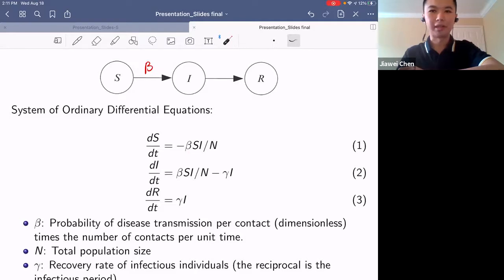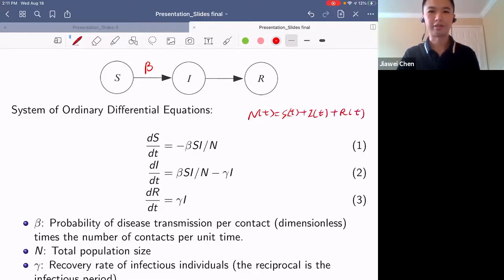As we would expect, an increase of S or I will increase the likelihood of contacts between infected and uninfected individuals. This is why we have S times I. And it's over N, where N means the total population size here. It serves as a normalization constant. And beta is the likelihood constant.